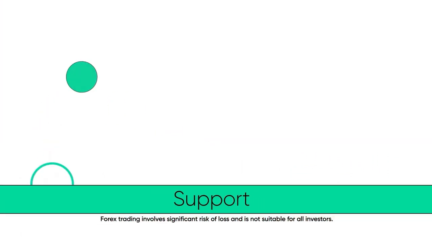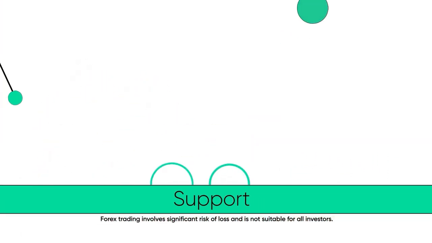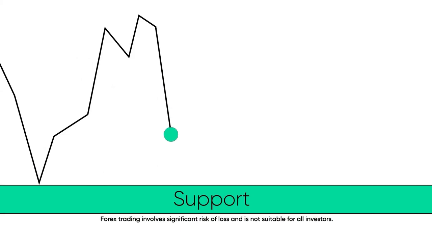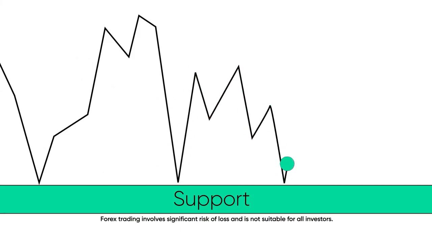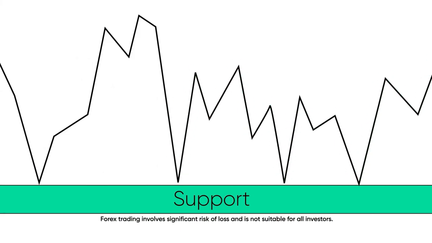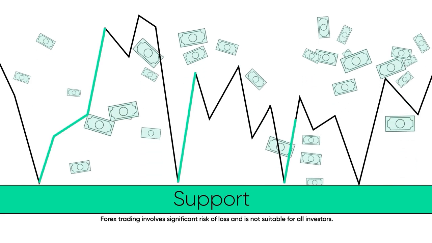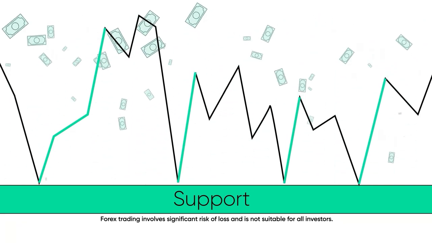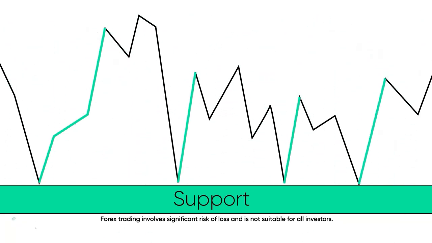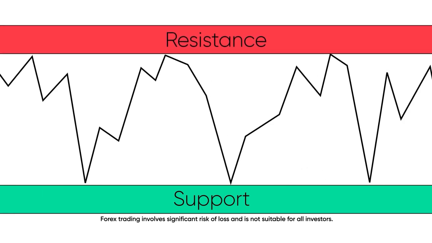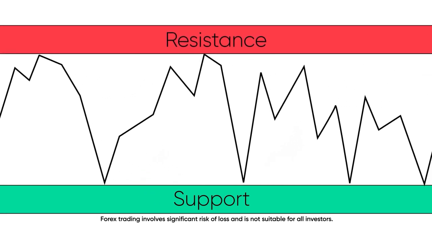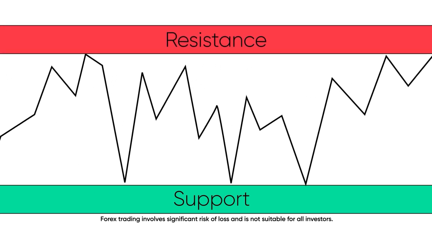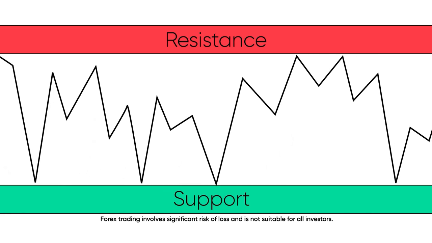Similarly, during the pullback, the lowest point reached is considered support. The price will have an equally hard time breaking below this level, as it indicates a surplus of buyers. Meaning, at a support level, buying is expected to emerge that prevents further price decreases. Support and resistance levels often appear at psychologically important price levels, such as round numbers or historic highs and lows.